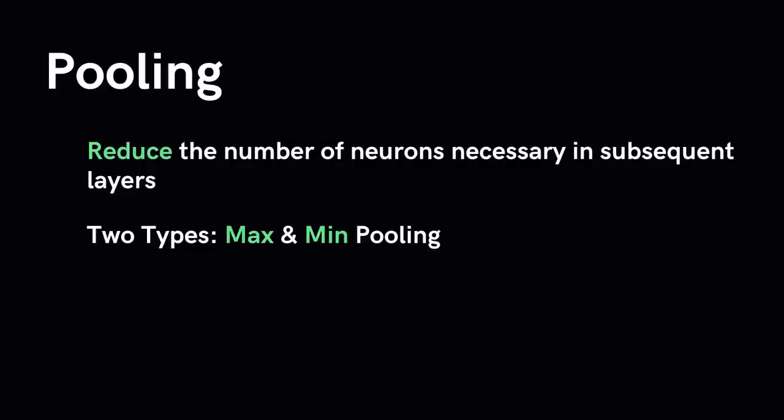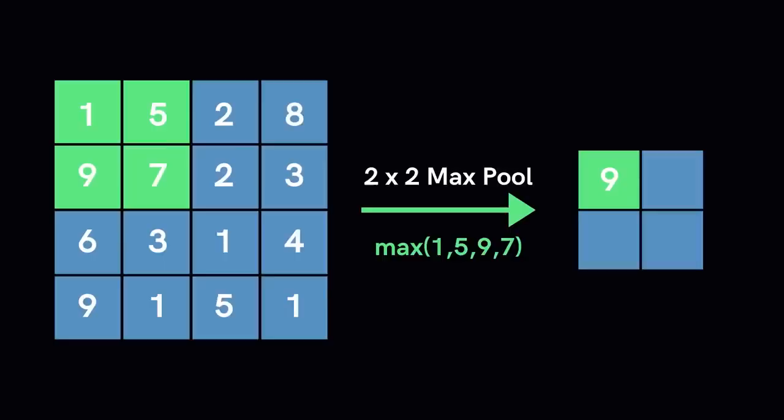Pooling, also known as subsampling or downsampling, is the next step in a convolutional neural network. Its objective is to further reduce the number of neurons necessary in subsequent layers of the network while still retaining the most important information. There are two different types of pooling that can be performed: max pooling and min pooling. As the name suggests, max pooling is based on picking up the maximum value from the selected region, and min pooling is based on picking up the minimum value from that region.